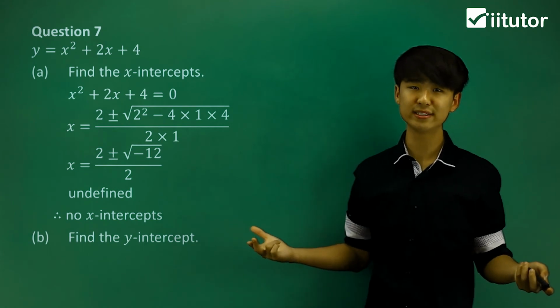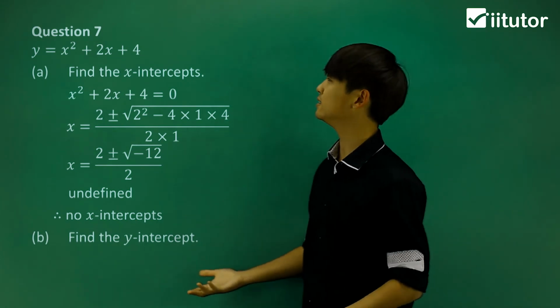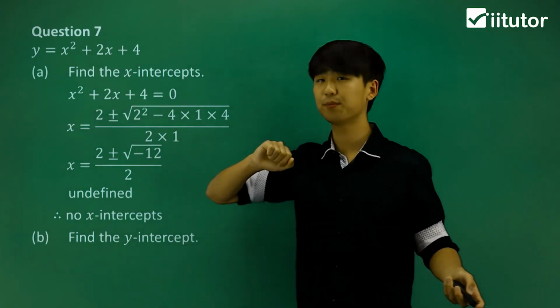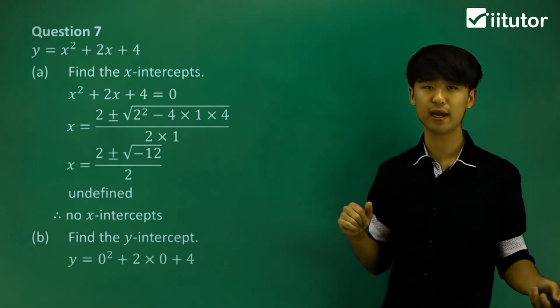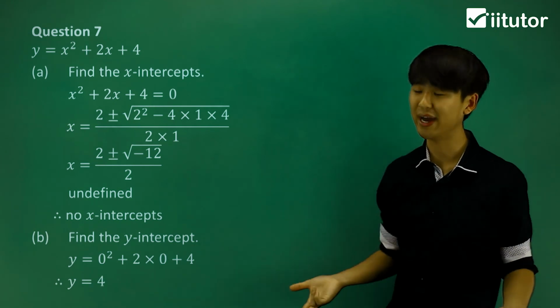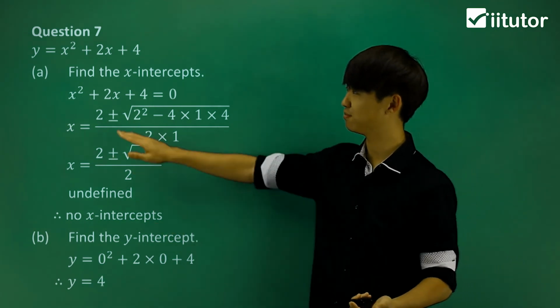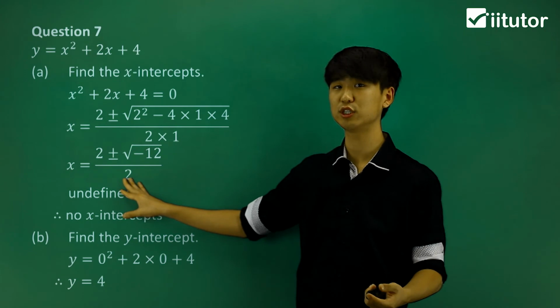So finding the y-intercept. Finding the y-intercept is very easy. Let's substitute x is equal to 0. Just put all your zeros into your x's, and we get y is equal to 4 is our y-intercept. So take note about this one. It's very important to know this.